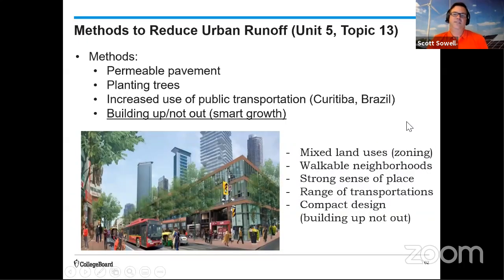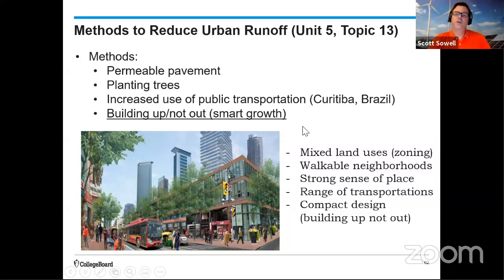And then finally, this kind of dovetails with that conversation, but sometimes cities can increase their population and capacity by growing up as opposed to out, the opposite of that sprawl. And so that's going to shift everybody to areas, like I said before, where you're going to have mixed land uses, different zoning. Zoning is how a city decides what goes where, whether it's a business or a residential area.